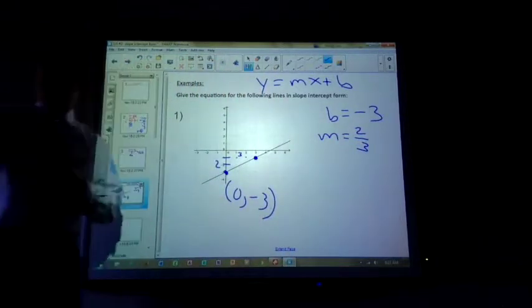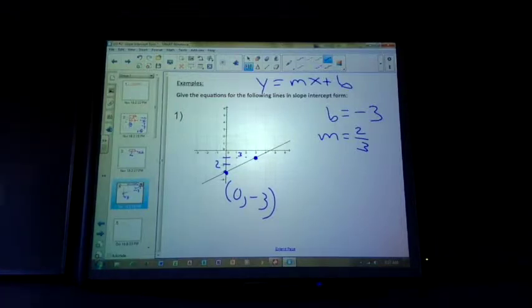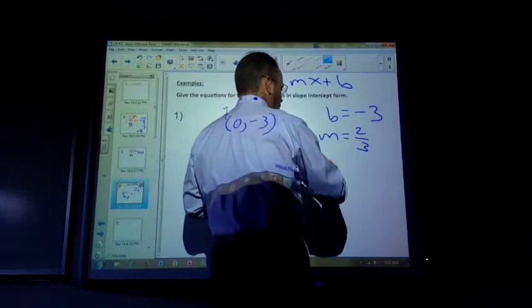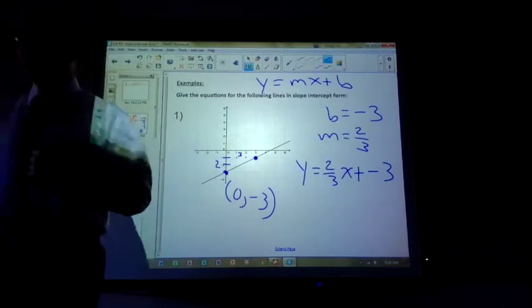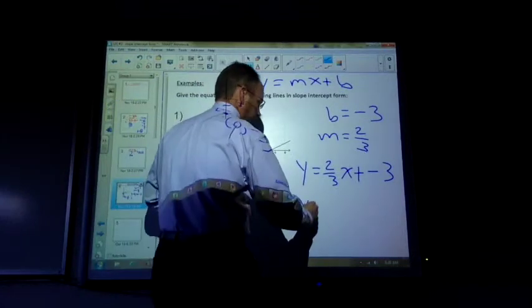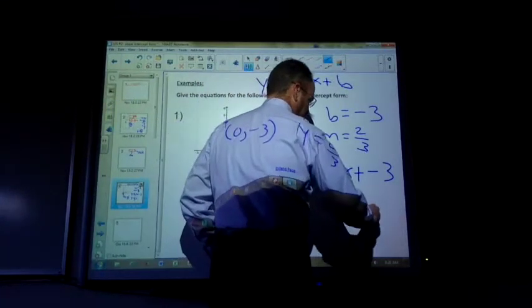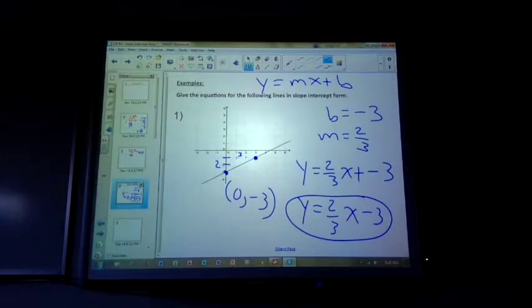Should the slope be positive? Is it increasing? It ends upper right. It's increasing. It should be a positive slope. What is the equation to this line? y equals 2 over 3 x plus negative 3. How can I rewrite plus negative 3 a little better? Just minus 3. So this gives us a lot of information. It gives us where it crosses the y-axis, which is a point. It also gets us the slope, which is a map to find more points.